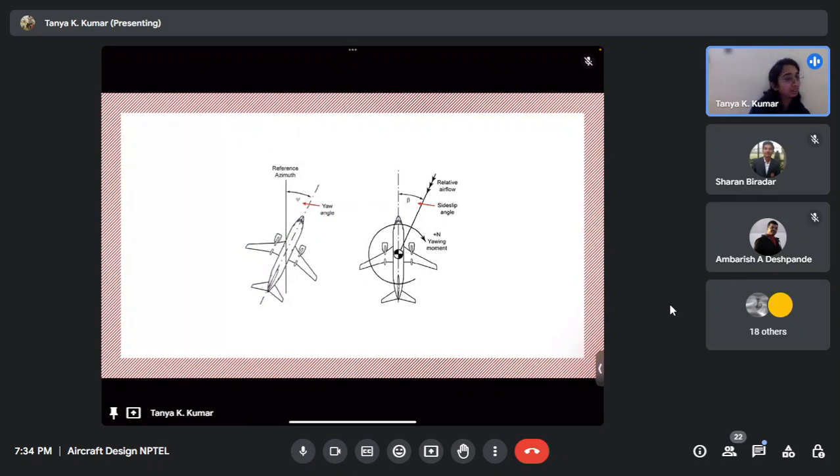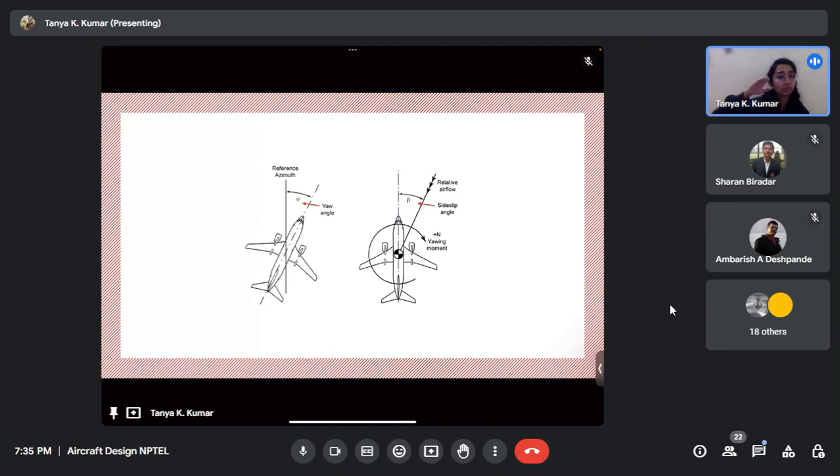So I have this figure that gives you the difference between side slip and yaw. Though it looks very similar, they are different angles. Yaw is when you're flying your aircraft straight with respect to some reference frame, and then you turn it. With respect to the reference azimuth that we have taken, it produces an angle. You are changing the direction of the aircraft. So that is yaw. What is side slip? The aircraft was originally going straight, encountered a gust, and the oncoming velocity's direction changed. So that is angle of side slip.